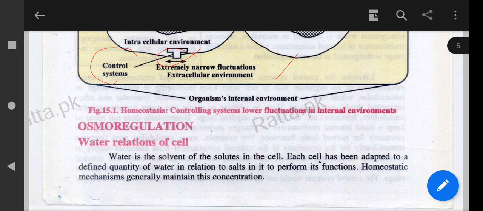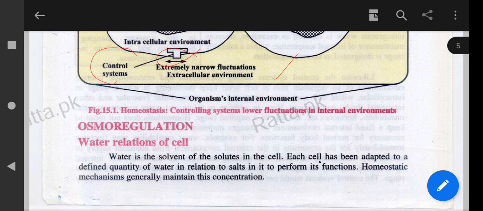Actually, when there is more water in the outermost environment than in the cell, then the environment is called hypotonic. As we can say, there is less solute present outside the cell, in the extracellular fluid or the interstitial fluid. So this is called a hypotonic environment.